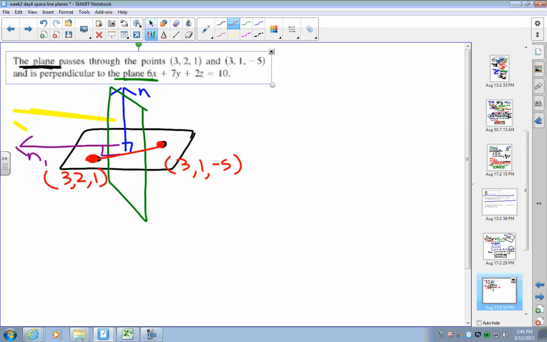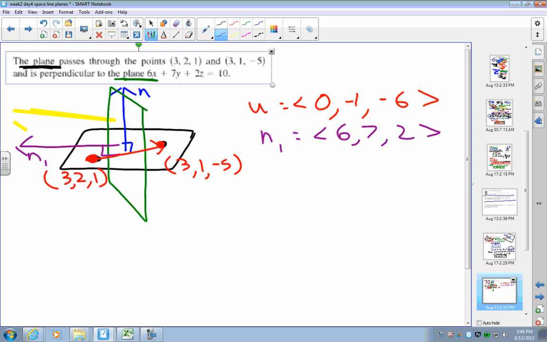Let's get this vector first. That vector there, I'm going to call that u. And doing some subtracting, I get that. Okay? And this normal vector here, n1, for the green plane, you already know it because I already gave you the equation of that plane in the problem. So then this is 6, 7, 2. That's the direction of the normal vector of that green plane.